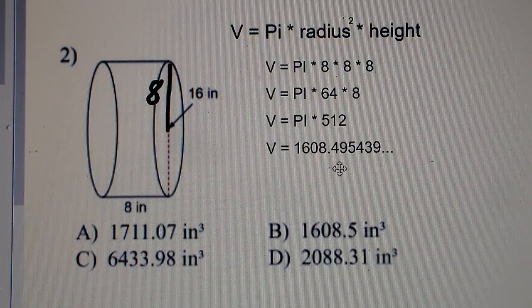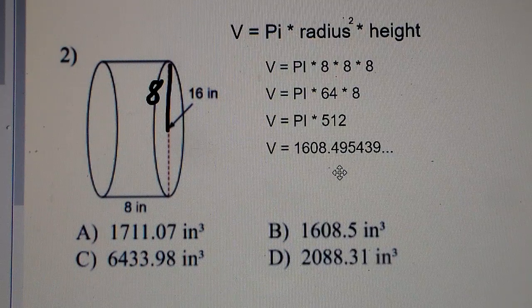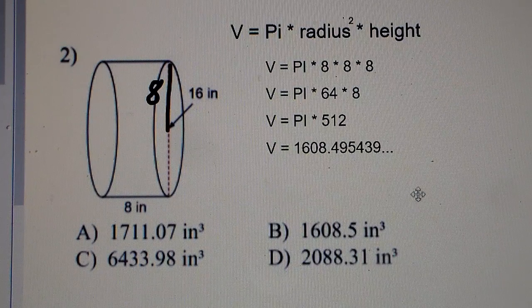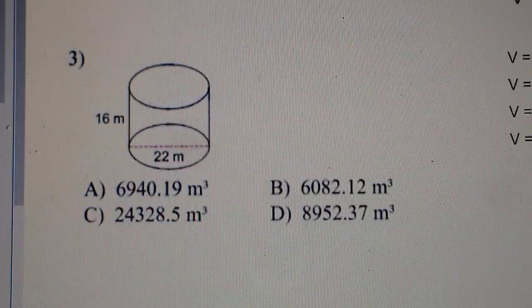So I have 512 times pi, which is 1608.49... So it turns out it's B for number 2.